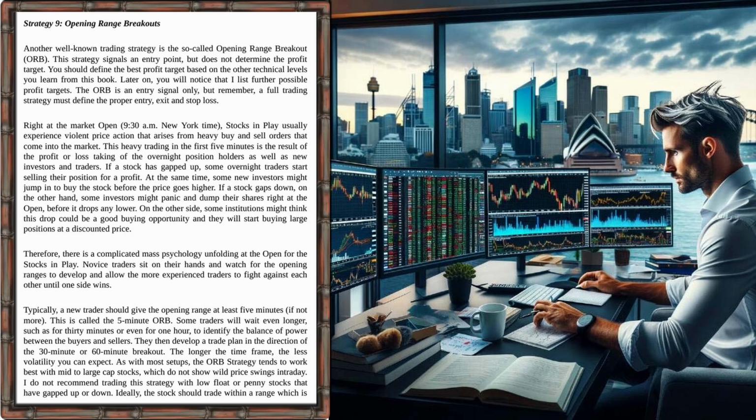If a stock is gapped up, some overnight traders start selling their position for a profit. At the same time, some new investors might jump in to buy the stock before the price goes higher. If a stock gaps down, on the other hand, some investors might panic and dump their shares right at the open before it drops any lower. On the other side, some institutions might think this drop could be a good buying opportunity, and they will start buying large positions at a discounted price. Therefore, there is a complicated mass psychology unfolding at the open for the stocks in play.